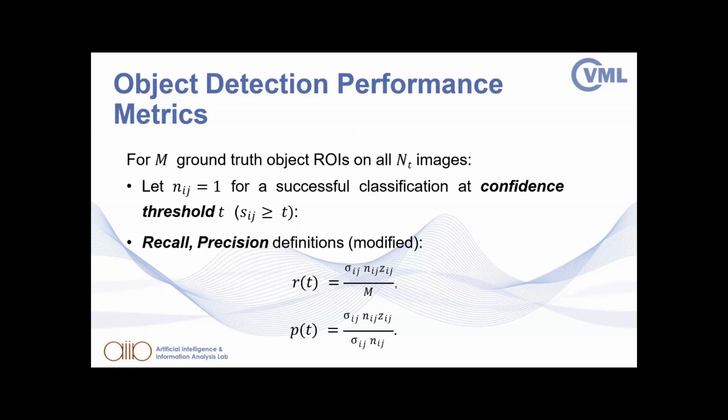Here we see how we calculate two important performance metrics for object detection: recall and precision. Both metrics are based on the model's ability to detect objects accurately within images.